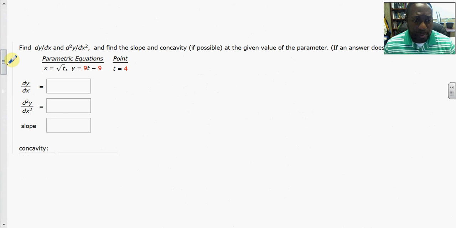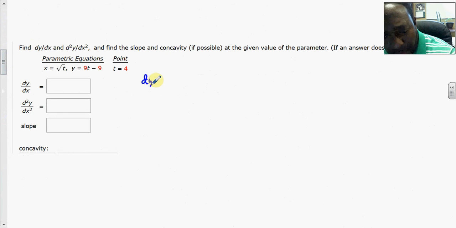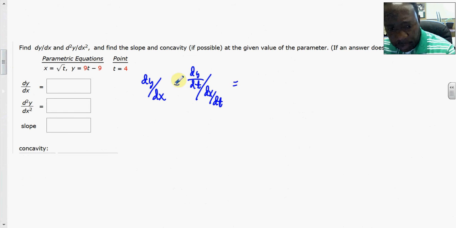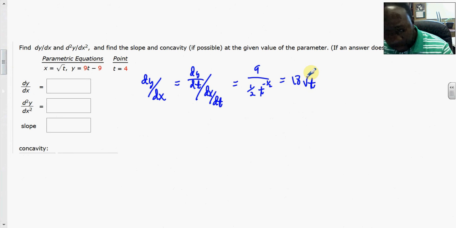Again, the same repeat of questions, but here a different problem. So we find dy over dx. So this is dy over dt, and this is divided by dx over dt. Well, the dy over dt would give us 9, then divided by the derivative of x with respect to t. So we get 1/2 times t to the negative 1/2. It just gives us the 9 times the 2, which is 18 times the square root of t.